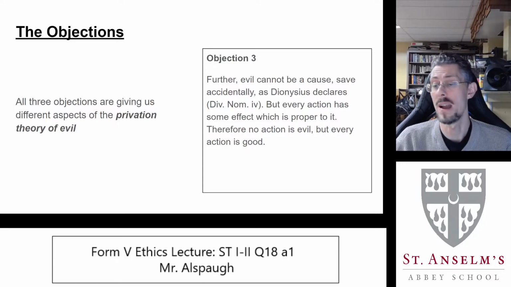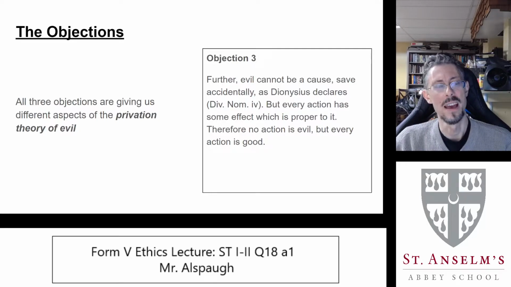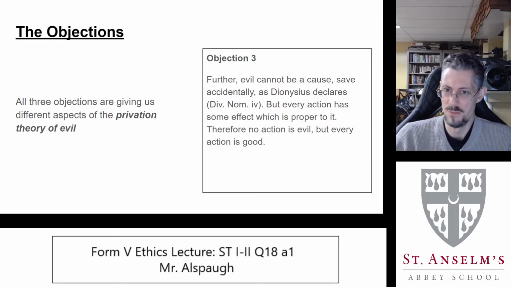And then finally, we go back to Dionysius. Evil cannot be a cause, save accidentally, as Dionysius declares. It's not essentially a cause, it's accidentally a cause. So when we say that evil is causing things, well, that means that you have an effect. Every action has some effect which is proper to it. If evil can't be a cause, then it can't generate an effect, and that means it can't be an action. Actions do generate effects, evil does not, therefore it can't have evil action.